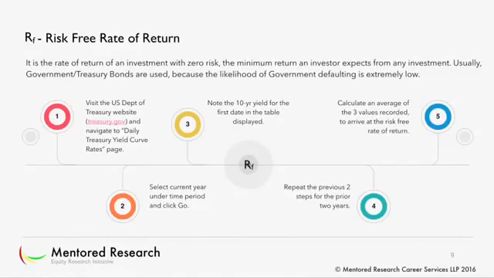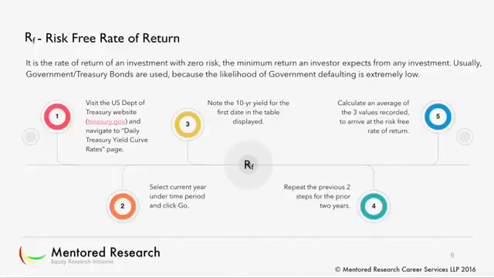Risk-free rate, as the name suggests, is the rate of return of an investment with zero risk, the minimum return an investor expects from any investment. To find this value, the yield to maturity of government bonds are used. These are considered to be risk-free because the likelihood of governments defaulting is extremely low. To find the value of RF, follow the steps described here. Here we have taken the example of a stock listed on the United States New York Stock Exchange. So hence we are calculating the value of RF with respect to United States.